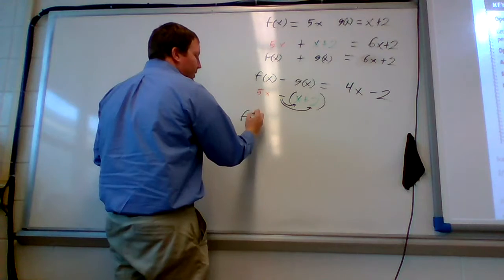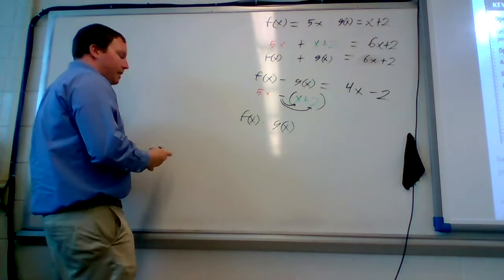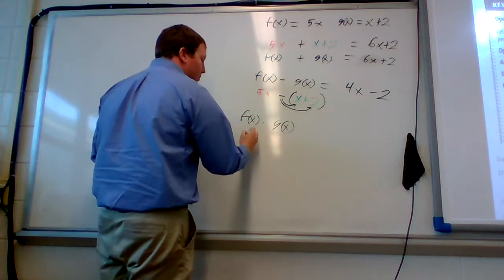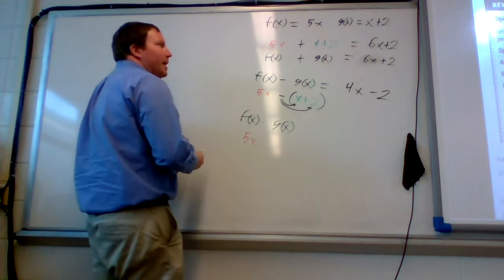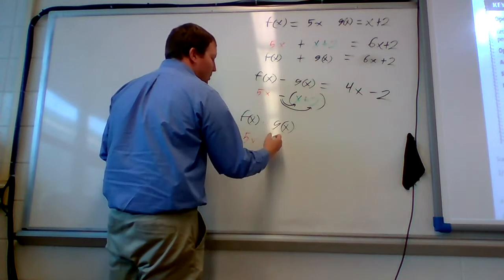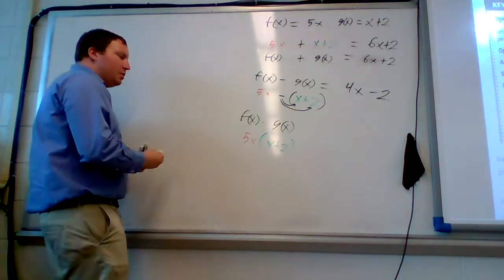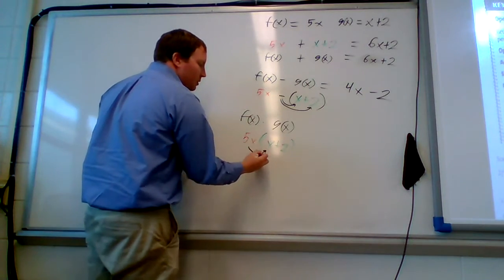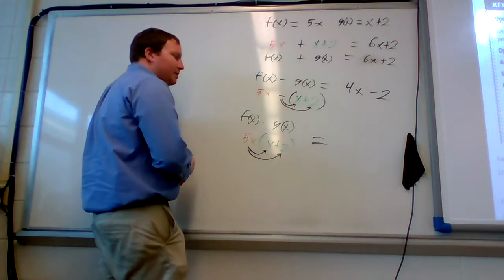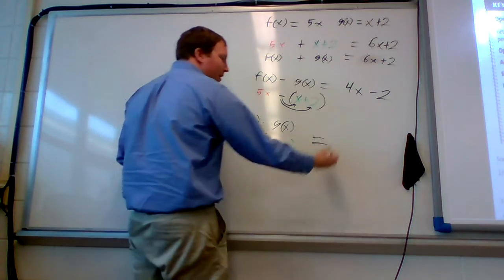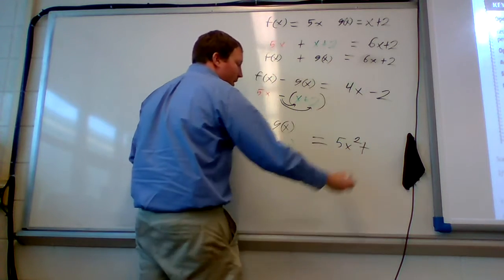The next we got f of x times g of x. So again, f of x is just 5x. And we are multiplying that by g of x, which again is x plus 2. So in this case, we're going to distribute the 5x to both parts. So f of x times g of x, 5x times x, 5x squared, plus 10x.